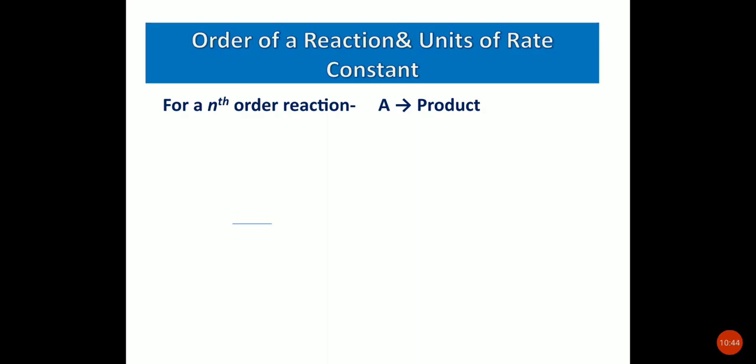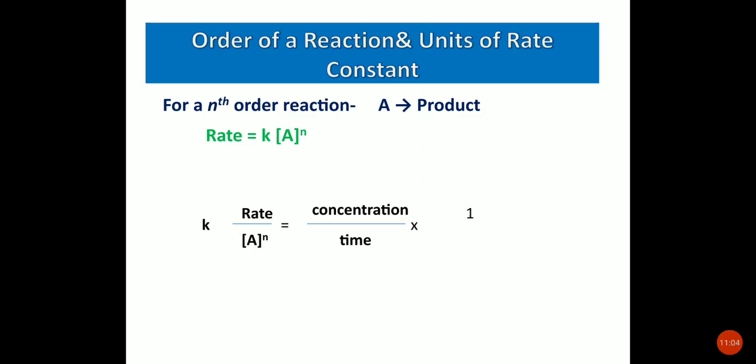For an nth order reaction, A gives product. Rate is equal to K into concentration of A raised to N. K is equal to rate divided by concentration of A raised to N. That is concentration divided by time, into 1 by concentration raised to N. So rate is equal to K into concentration of A raised to N for an nth order reaction.